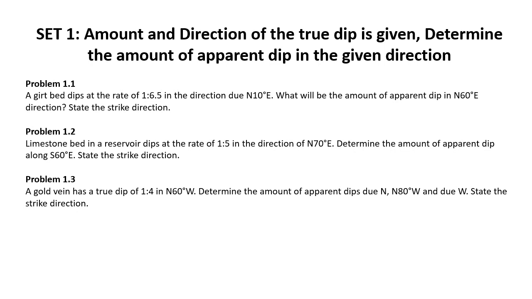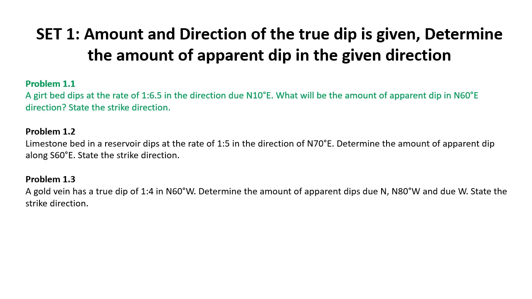Means here what all things are given? The amount and direction of true dip is given, as well as the apparent dip direction is given. We need to find out the amount of apparent dip in the given direction. So that is the aim of the first set. So there are three examples in the set 1. So the problems are given as 1.1, means from set 1, first problem, from set 1, second problem, and third problem. So we'll discuss one example here.